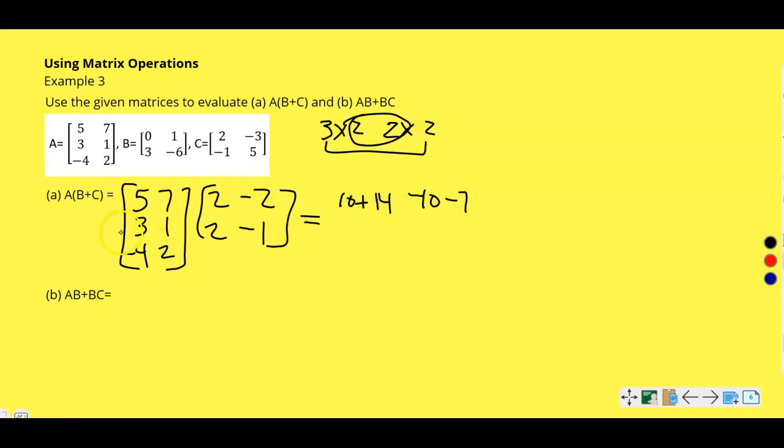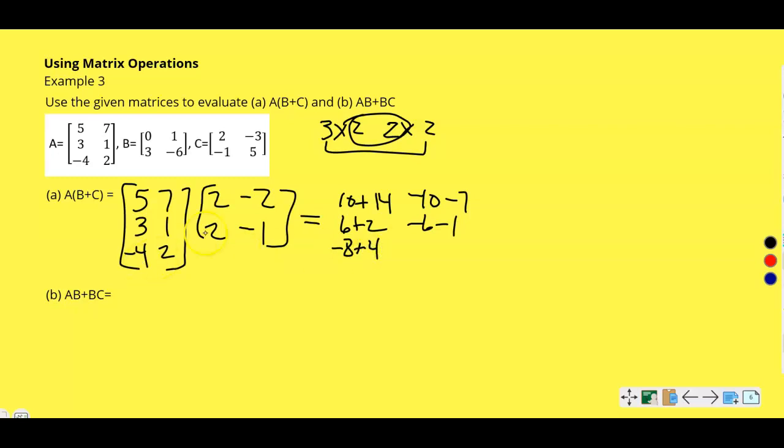All right, then we're going to do the second row by first column. So 3 times 2 is 6. And 1 times 2 is 2. Then we're going to do the second row by the second column. So 3 times negative 2. And 1 times negative 1. And then we have to do the last row by both columns. So let's do the last row by the first column. Negative 4 times 2, negative 8. And 2 times 2 is 4.